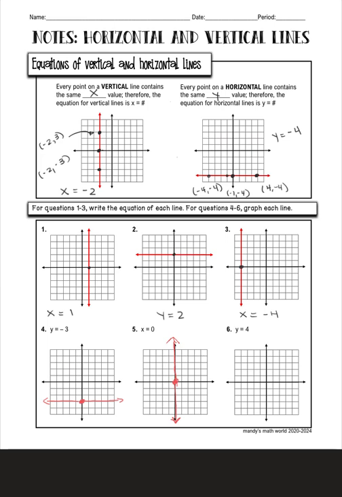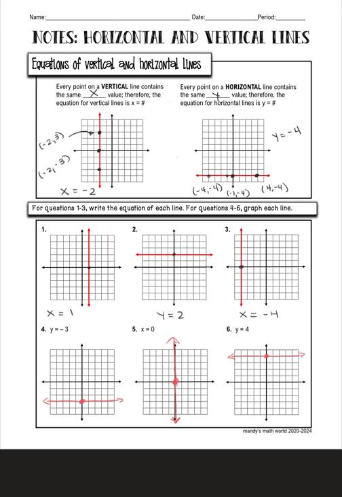But we have a vertical line at 0, and then we have y equals 4. Again, that is a horizontal line because we have y equals a number. We know it is a positive 4, so we're going to go up 4. And then we're going to have a horizontal line at 4. And there's my graph for y equals 4.